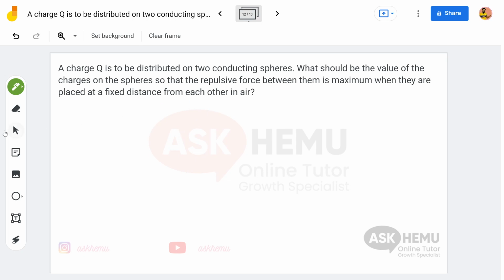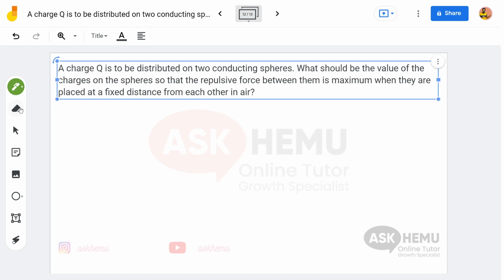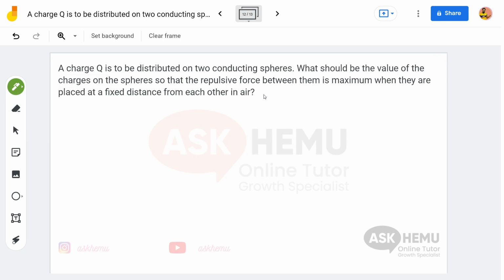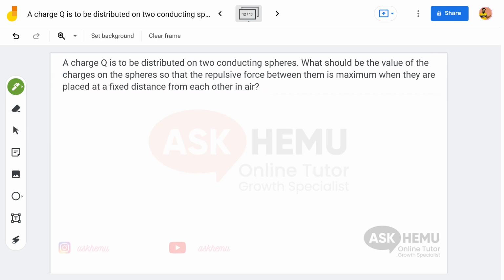So the main assumption you need to take initially when you're starting out here is the fixed distance. Let's just take the fixed distance as r.